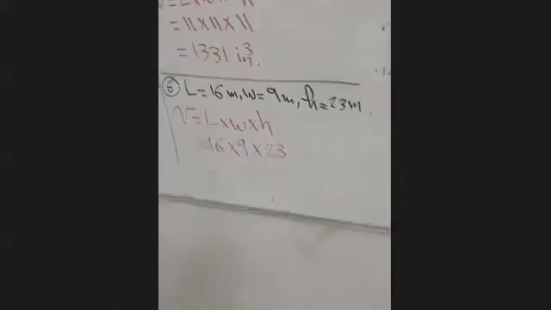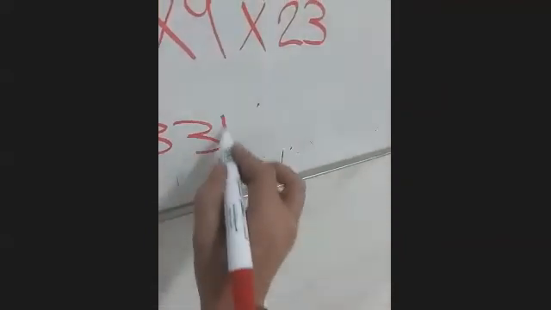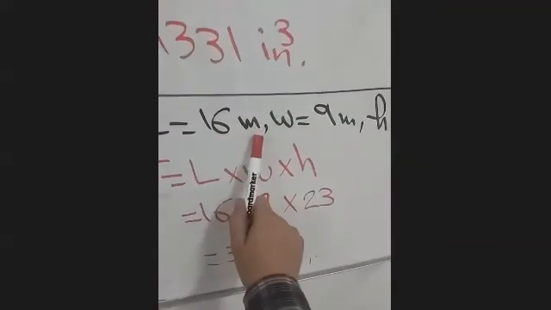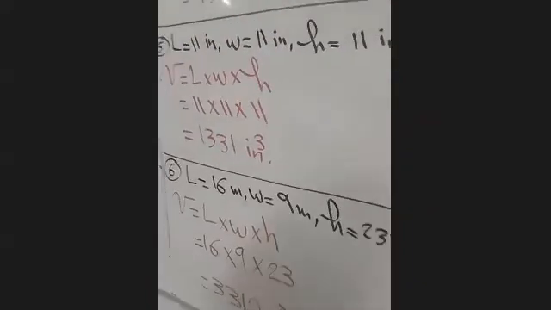Yes. Good. So if you multiply these numbers, the answer will be 3,312. The unit is what? Cubic meter. Excellent. This is question 6. Copy, guys. Thank you, Kinan.